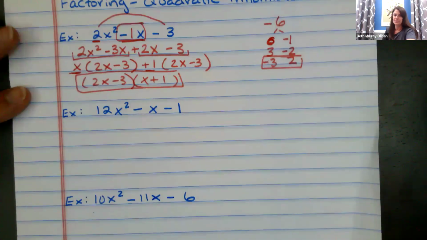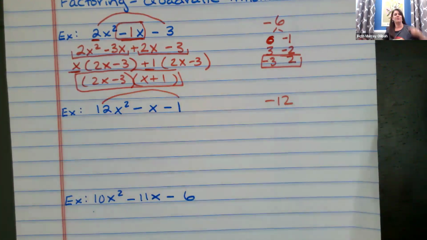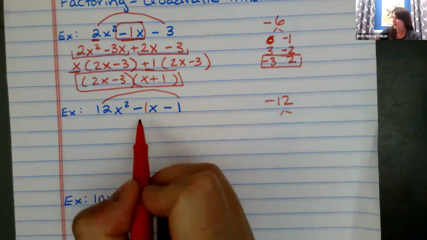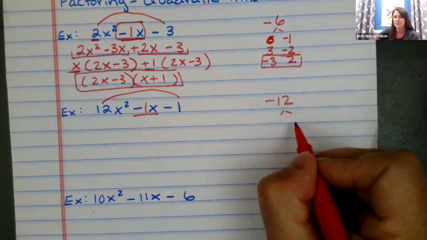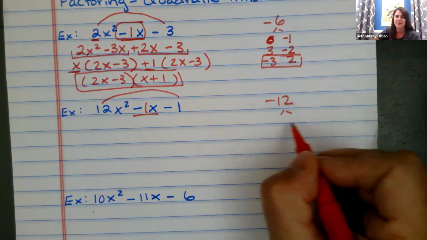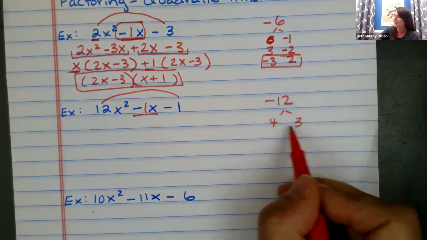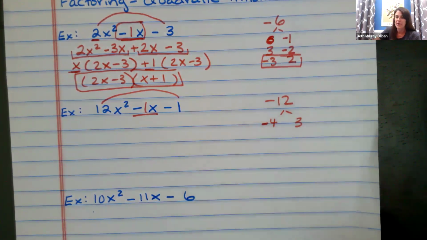So let me do the next one. First step, multiply the a and the c. That'll give you a -12. Now, what are the factors of -12 that could again give me this -1? I know 12 and 1, 6 and 2, those aren't going to work. So it's going to be 4 and 3. I know one of these two numbers needs to be negative, so -4 and +3 is the only way this would work.